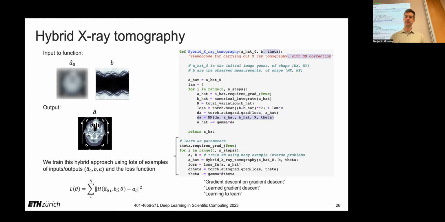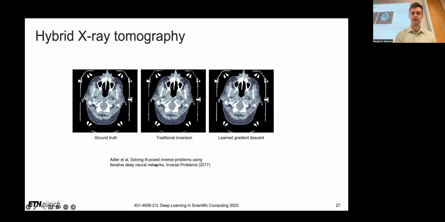So yeah, it's a really cool idea. This is the paper that did exactly this approach that I was describing for these X-ray tomography problems. I'm just showing a single example here from the paper, comparing the ground truth with the traditional inversion and then applying this learned gradient descent. It was trained on lots of examples of human heads previously.